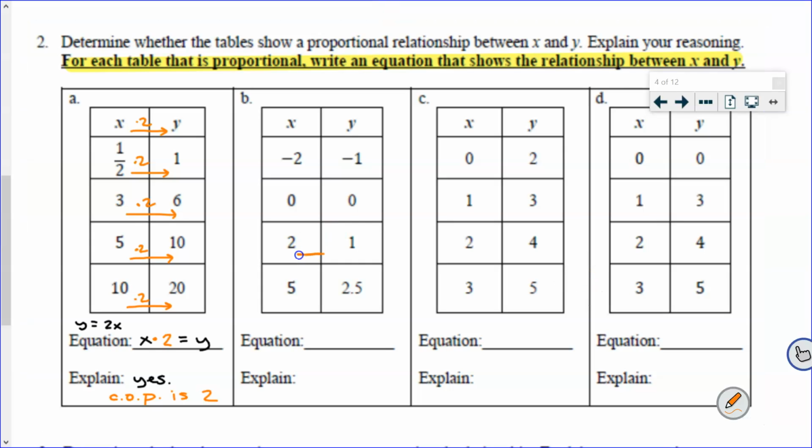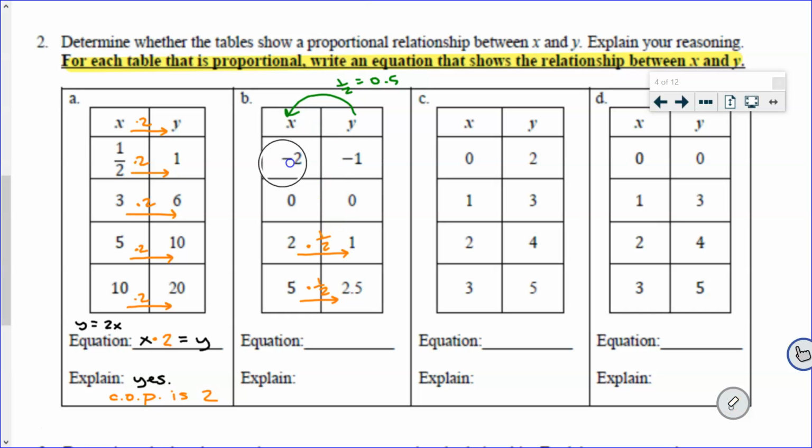How does a 2 change to a 1? Maybe you don't know, so maybe you had to work backwards and go 1 divided by 2, and you got 1/2 or 0.5. So how do I go forward? I multiply by 1/2. Does it work here too? 5 times 1/2, is it 2.5? Mm-hmm.